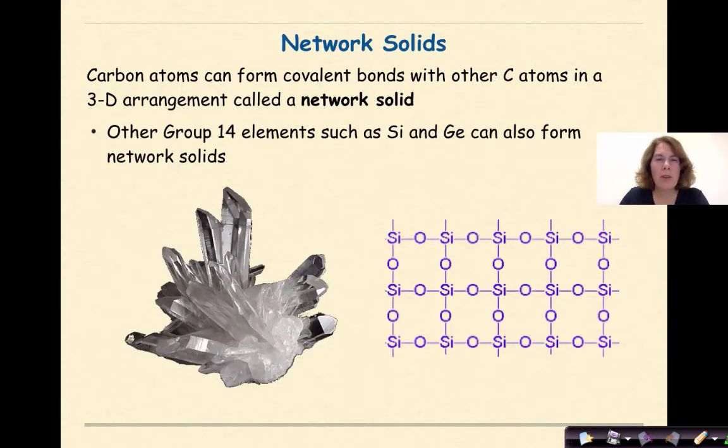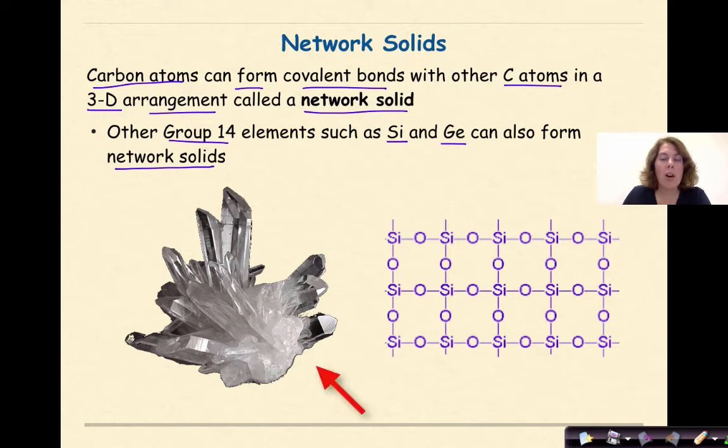Then we have network solids. These are carbon atoms that can form covalent bonds with other carbon atoms in a three-dimensional arrangement, which we call a network solid. Other group 14 elements, such as silicon and germanium, can also form network solids. So here we have a crystal, some quartz below, and we can see the silicon forming covalent bonds with oxygen to form silicon dioxide, otherwise known as quartz, and sand and glass depending on the situation.